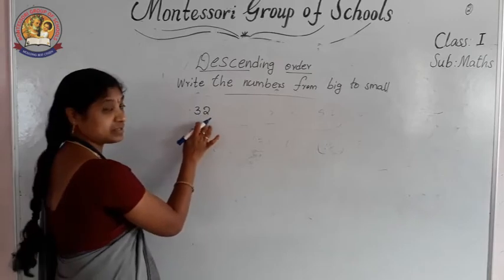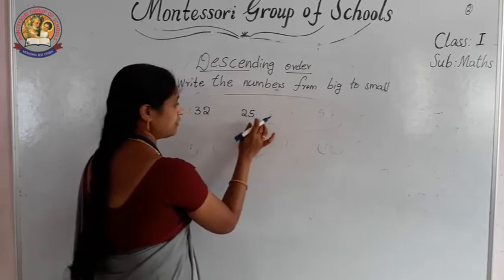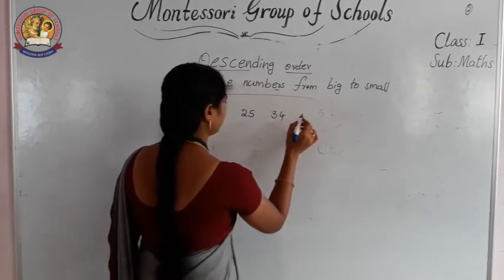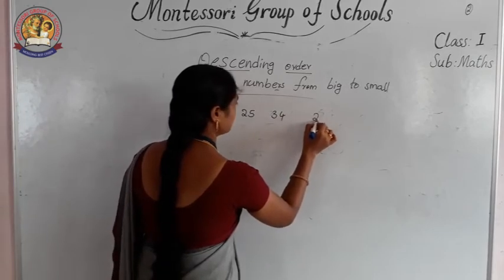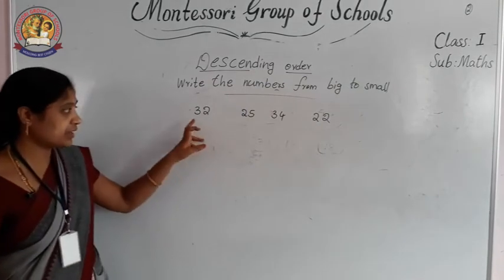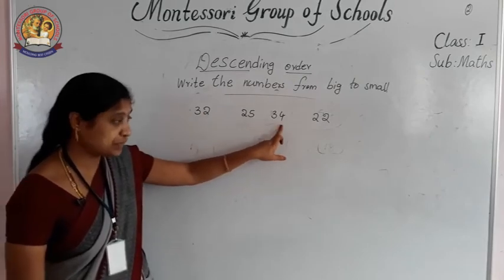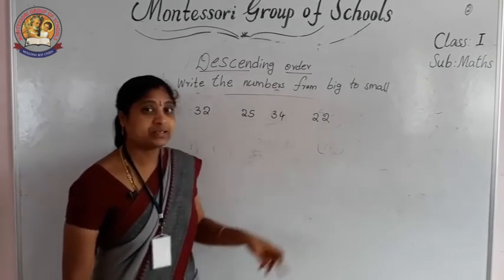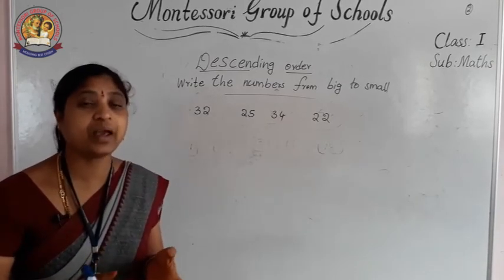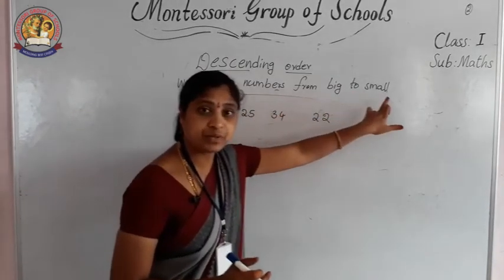What is this? This is 32, 25, 34, 22. See here. Now here 32. Next 25, 34, 22. See, be very careful. Now this one is a descending order. Descending order means write the numbers from big to small.